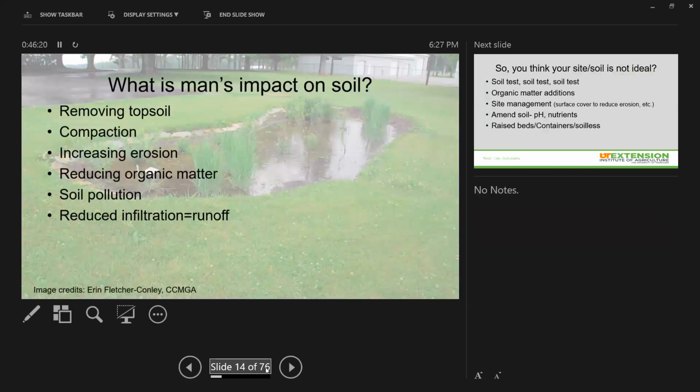So man has a lot of impact on soil. Removing topsoil, compaction with heavy equipment. Some of our practices do increase erosion. It does reduce the organic matter over time. Soil pollution. We have a lot of industry in Tennessee, and that's just the way it is. If you're making vehicles, you're making batteries, you're making things like that, you're going to have a lot of lead and different things like that, unfortunately, in your soil. And we're in one of those areas where you can have those types of things in your soil. So soil pollution, and then we have reduced infiltration, which equals runoff.